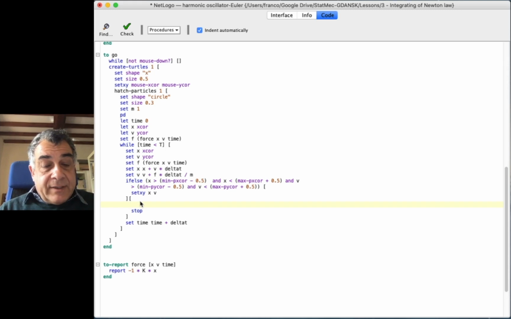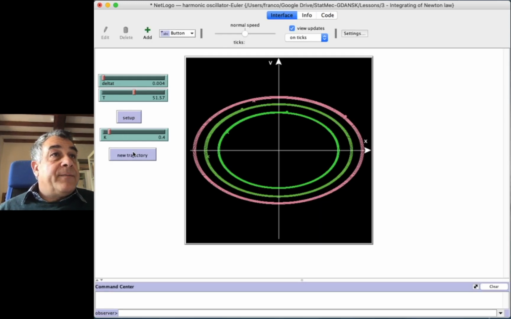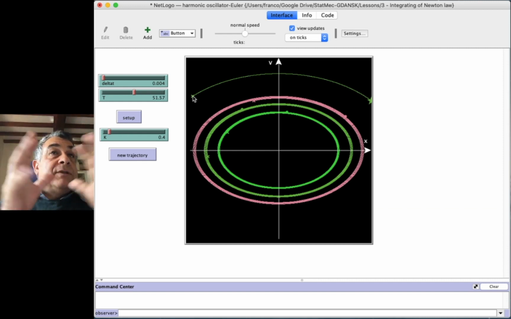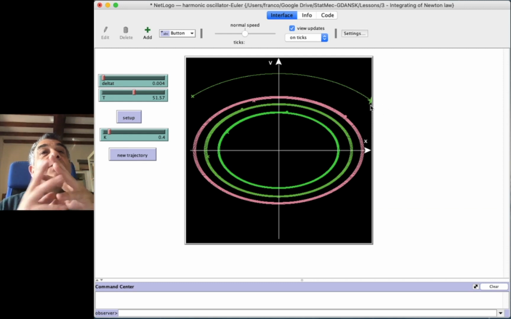I can say, for instance, set shape star, set size 1, so it is larger. So let's check. If I start a new trajectory from a position where the trajectory exits from the world, I can mark the crash with the boundary somewhere and stop the evolution.